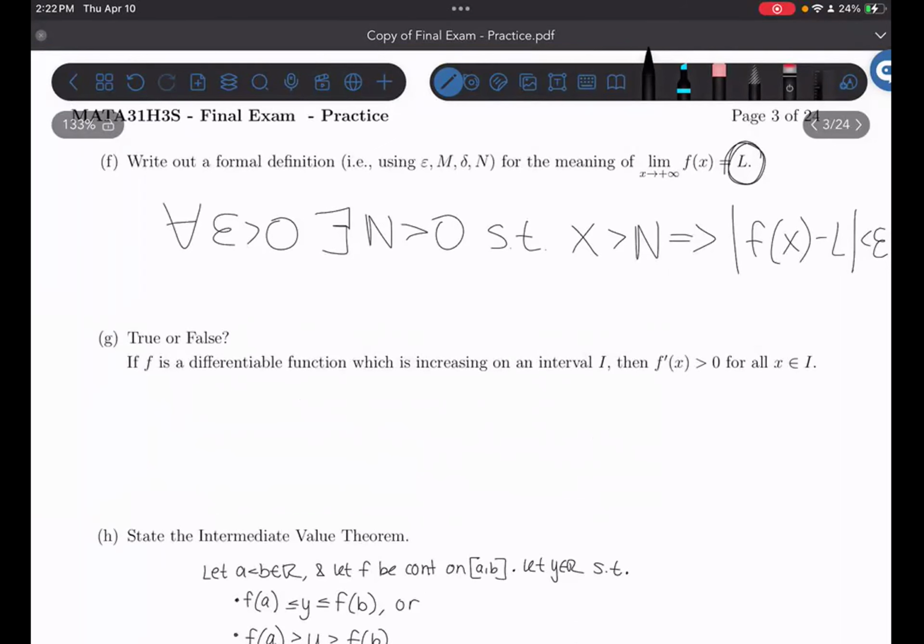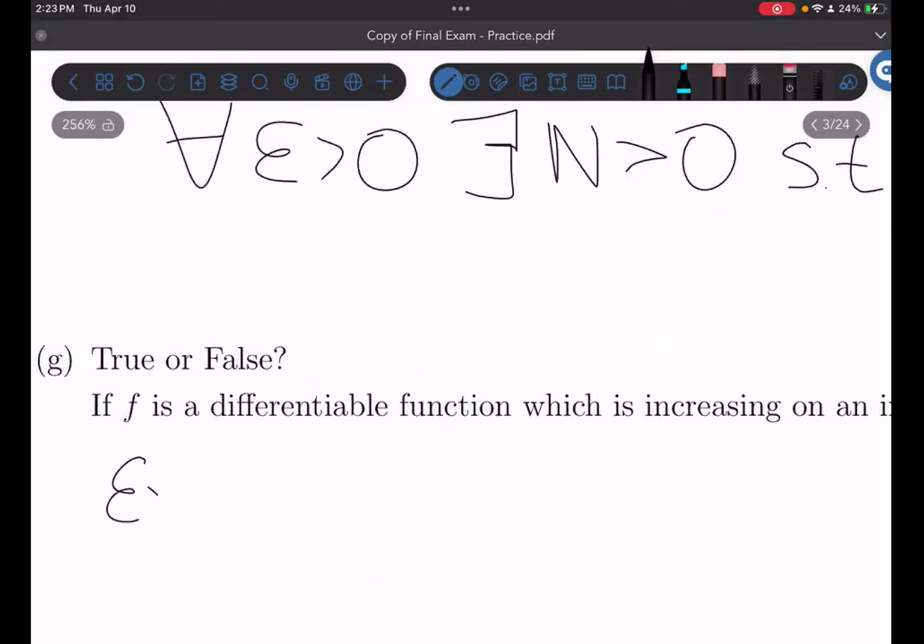Okay, so now we have a true or false again. It's saying if f is a differentiable function which is increasing on an interval I, then f prime of x would be greater than 0 for all x belonging to I. Right now, I'm thinking it is true. But then I realized we didn't consider f prime of x equaling 0, because that can happen. Even if your function is increasing on that interval, at some point f prime of x could equal 0. So I'm going to show you with an example.